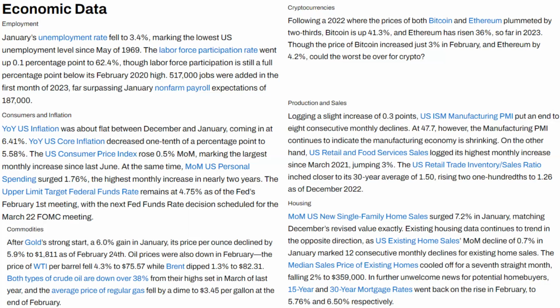When you look at crypto, following a 2022 where the prices of both Bitcoin and Ethereum plummeted by 2/3, Bitcoin is already up 41.3% and Ethereum has risen 36% so far in 2023. Though the price of Bitcoin increased just 3% in February and Ethereum by 4.2%, could the worst be over for crypto?